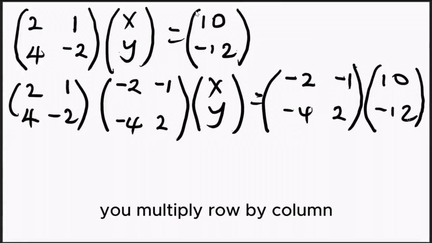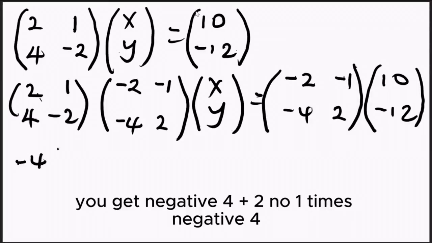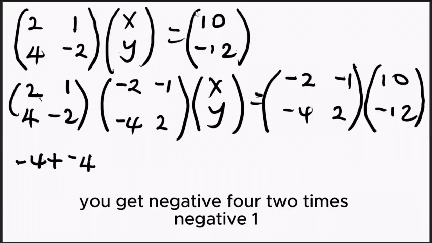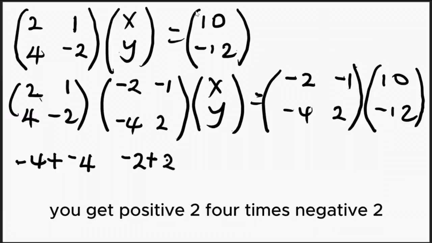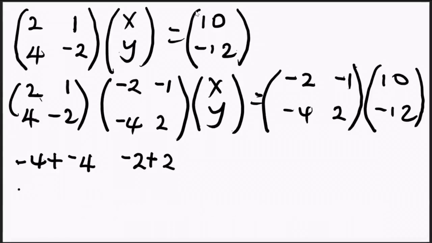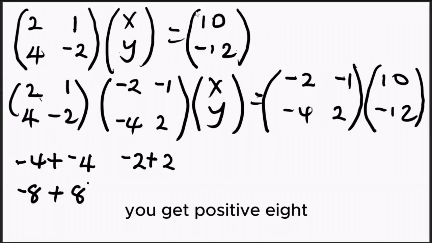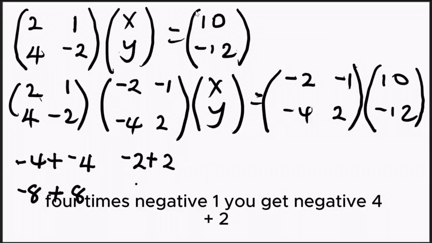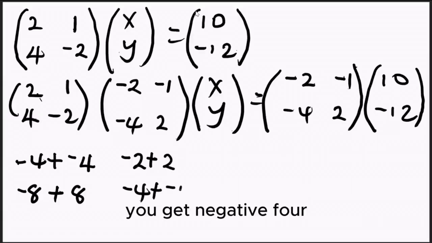So when multiplying, you multiply row by column. 2 times negative 2, you get negative 4, plus 1 times negative 4, you get negative 4. 2 times negative 1, you get negative 2, plus 1 times positive 2, you get positive 2. 4 times negative 2, you get negative 8, plus negative 2 times negative 4, you get positive 8. 4 times negative 1, you get negative 4, plus negative 2 times positive 2, you get negative 4.